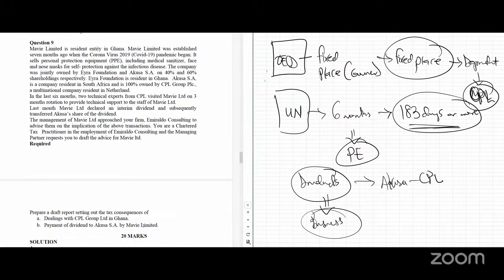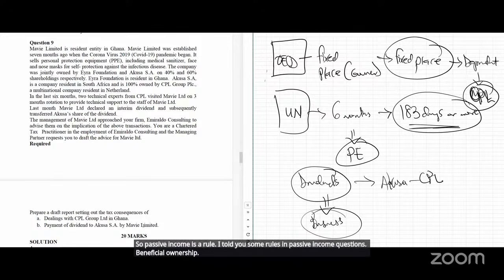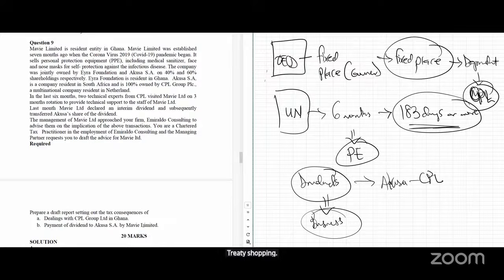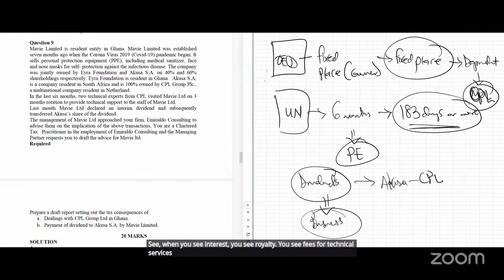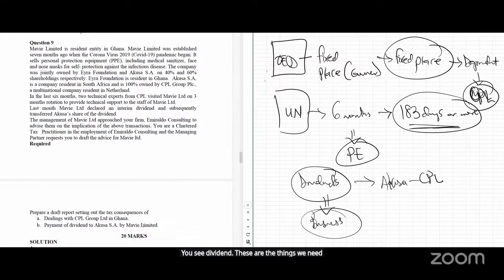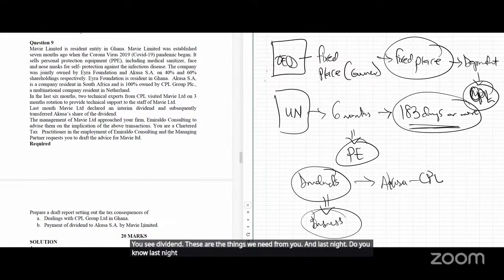So passive income is a rule. I told you some rules in passive income questions. Beneficial ownership, treaty shopping. When you see interest, you see royalty, you see fees for technical services, you see dividend, these are the things we need from you.